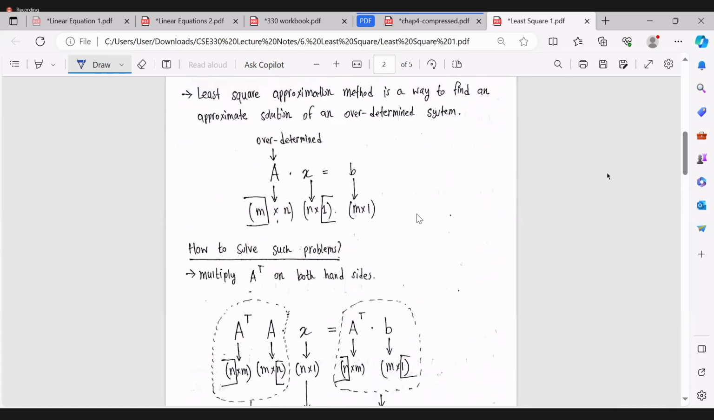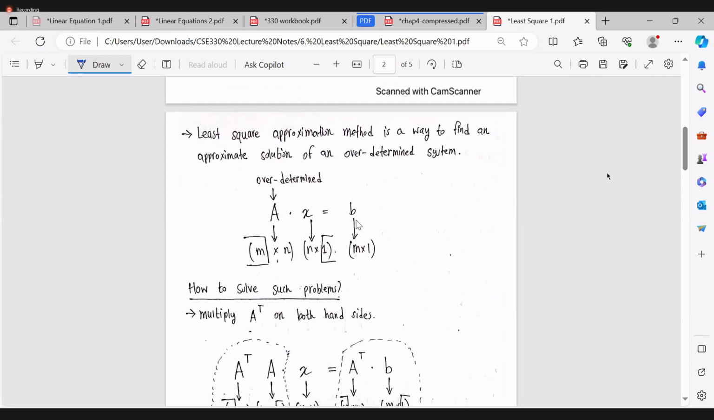So this is my system. A is no longer n into n, it's m into n, where m is greater than n. That means the number of equations is more than the number of variables. So this is my system. So what I do is I multiply both sides with A transpose.